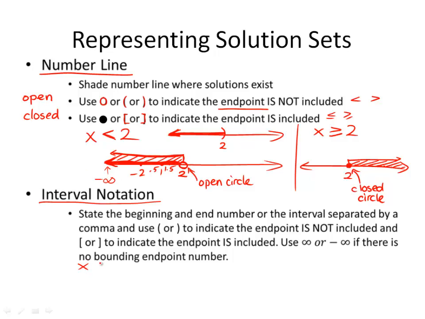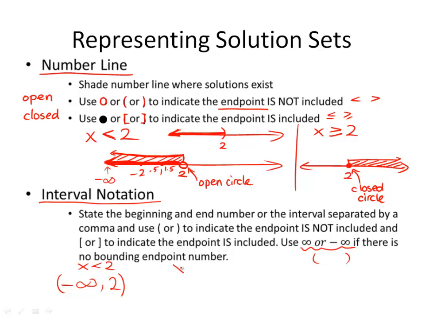So if you had to represent x is less than 2 in interval notation, you can imagine it on the number line from left to right. You'd be going from negative infinity, separated with a comma, all the way up to 2. Infinity is always an open bracket, and in this case 2 is not included, so it's also an open bracket.